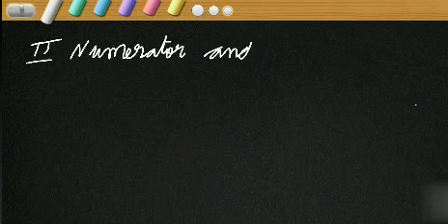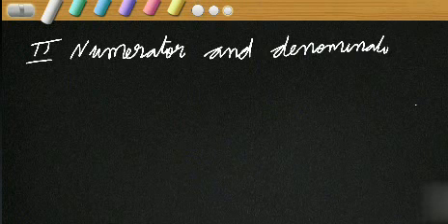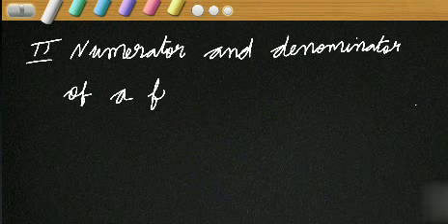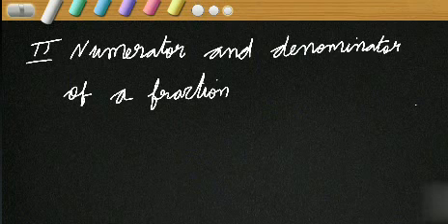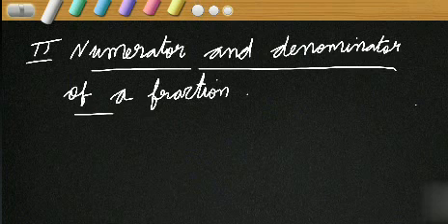Numerator and denominator of a fraction. So we are going to discuss the numerator and denominator of a fraction.